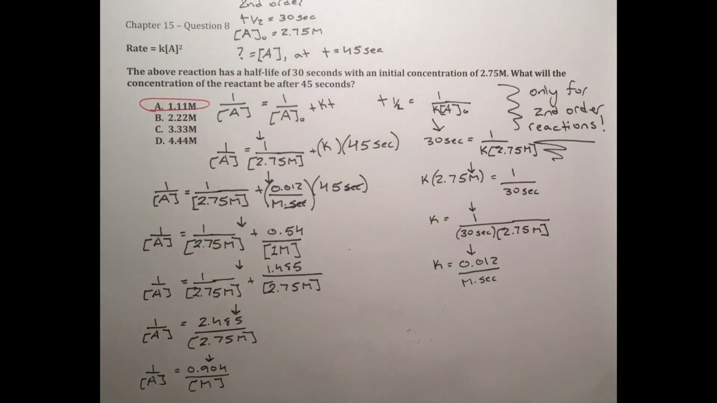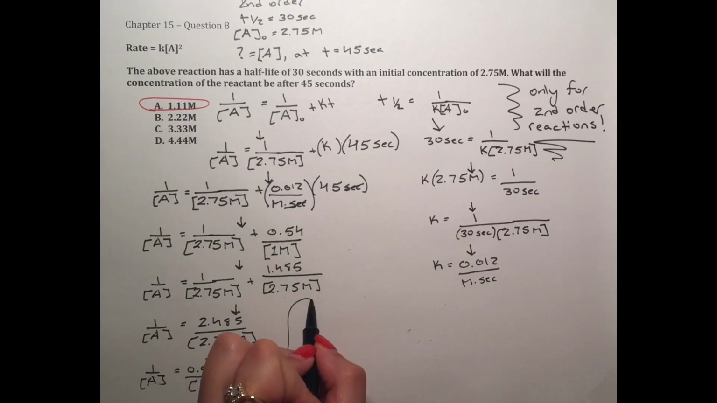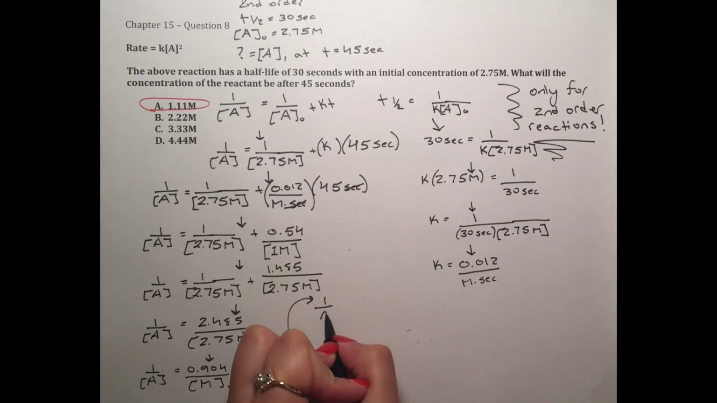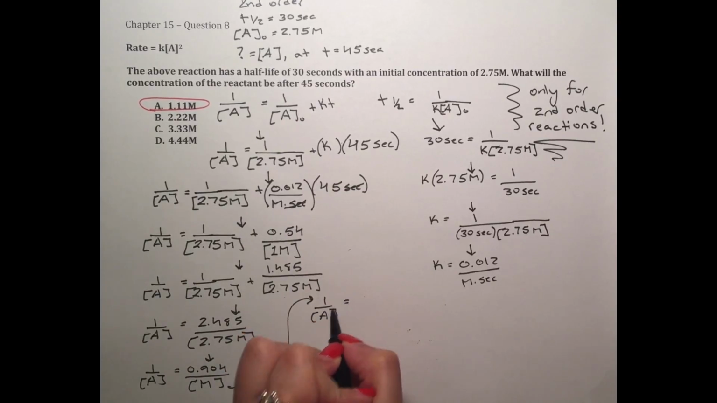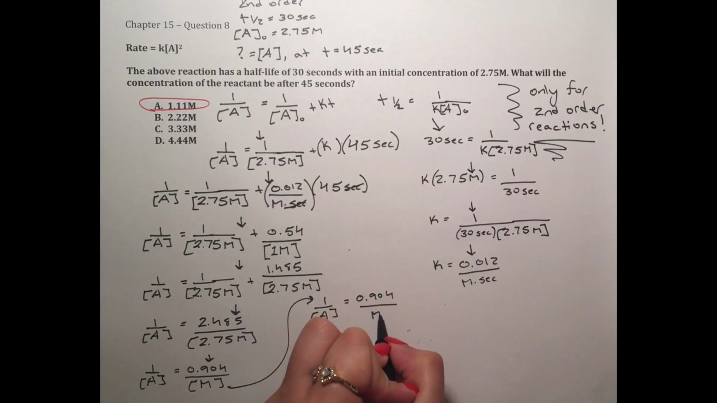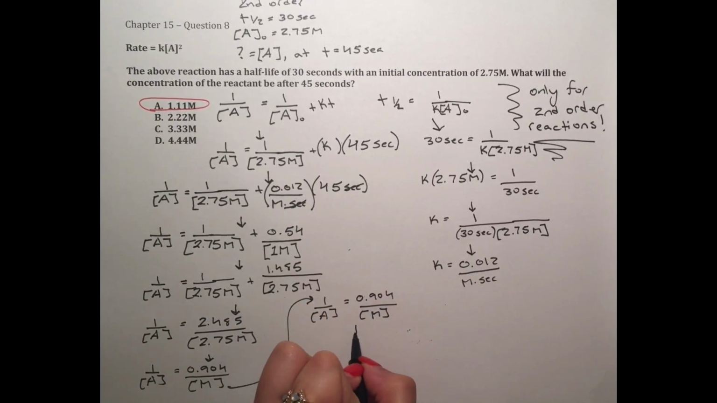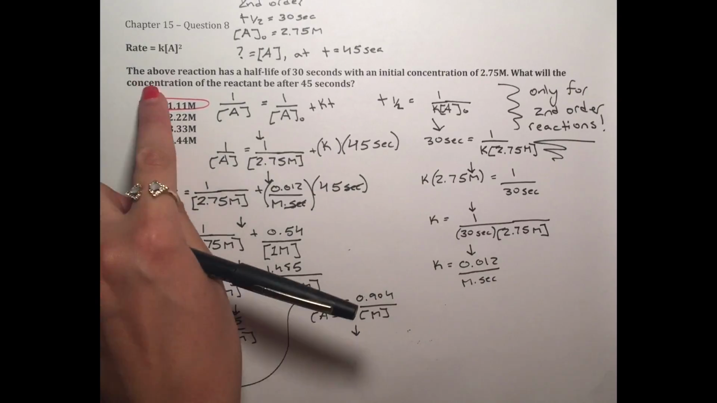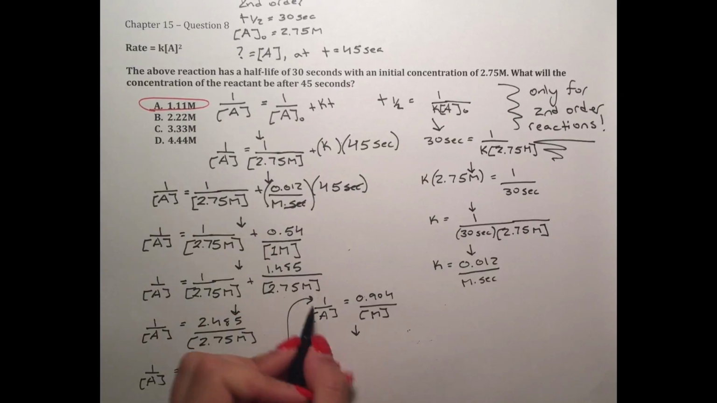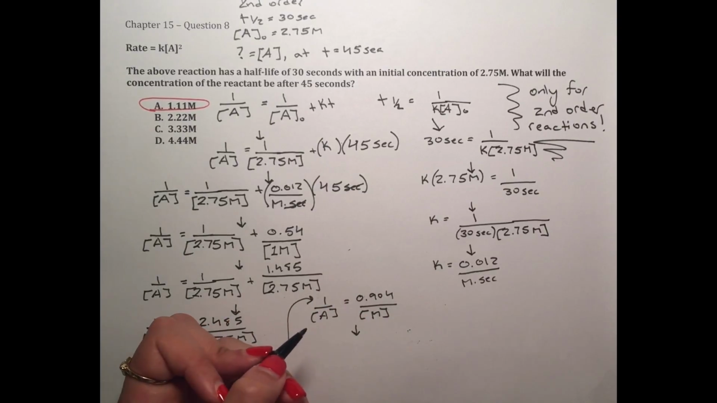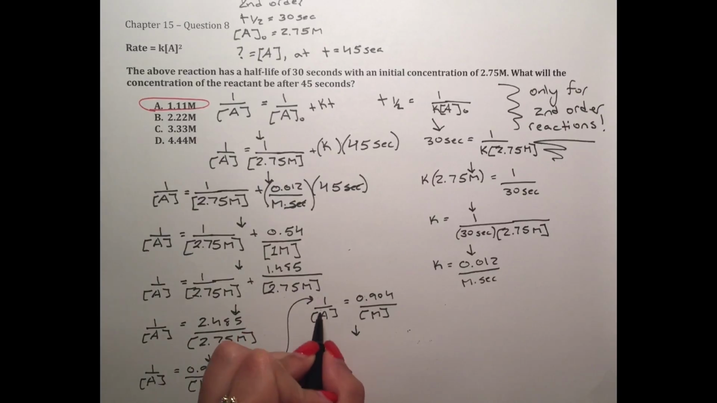Now I'm running out of room, so I'm just going to bring our equation over here. I'm going to rewrite it just so we don't get lost. We have 1 over the concentration of A is equal to 0.904 over molar. And now all we have to do is solve for A, because that's what the question is asking for. So to solve for A, all we can do is flip this, or you could solve it algebraically if that makes more sense to you. I prefer to solve it algebraically.